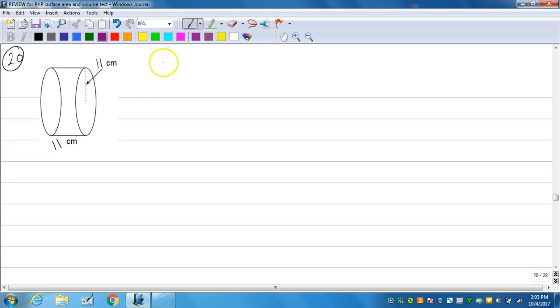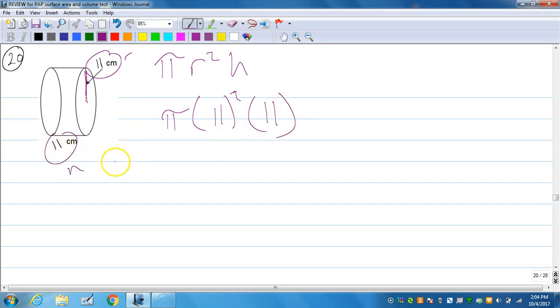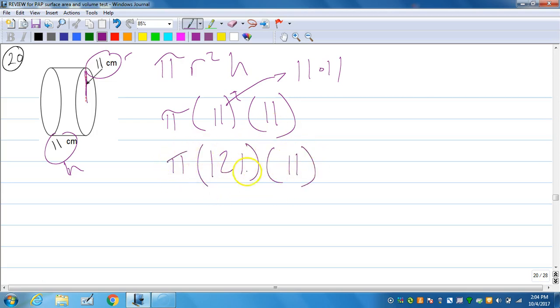Another cylinder. Remember, it is just going to be pi r squared h. For volume, there are shortcuts. I'm going to show you another one in a little bit. So pi r squared h. Pi is pi. R is half the circle, which is already giving us r. That is 11 squared. Times the height, which is right here. 11 squared means 11 times 11, which is 121. Times 11 more. Bring down the pi. Multiply these two numbers and you're going to get 1331. Bring down the pi symbol.